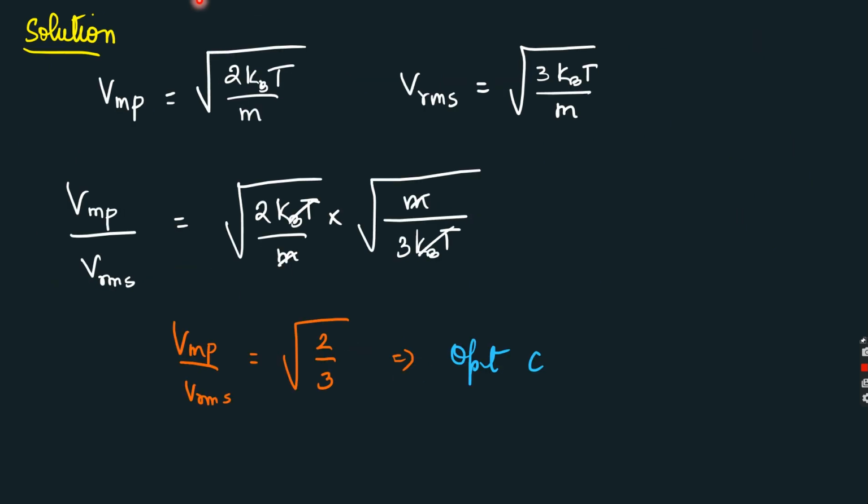So VMP is basically root over 2 kBT by m and VRMS is root over 3 kBT by m. You are going to find the ratio of VMP by VRMS. So you get root over 2 by 3, which is equal to option 3. So very simple. You have to remember the formula for VMP and VRMS, and one more thing is V mean. If you remember those three, that will be a sure question for you. If you have that kind of question in GATE or NET, you can find the answer in very few seconds.